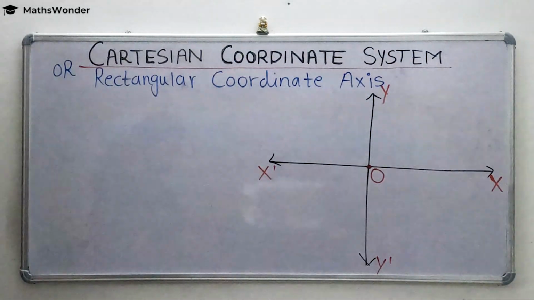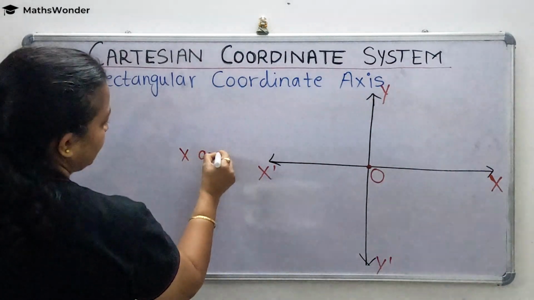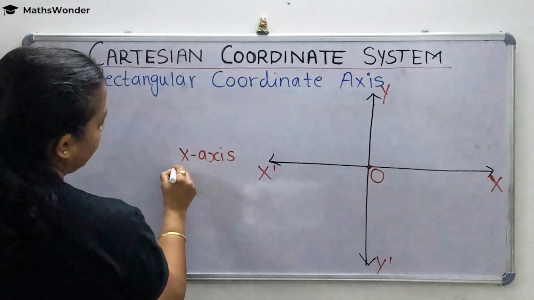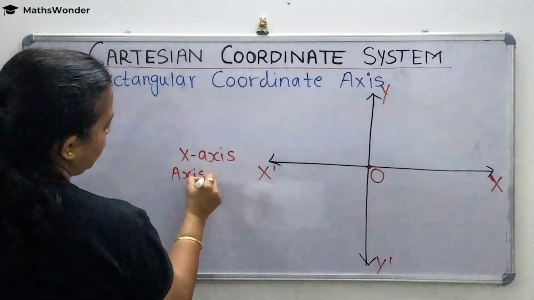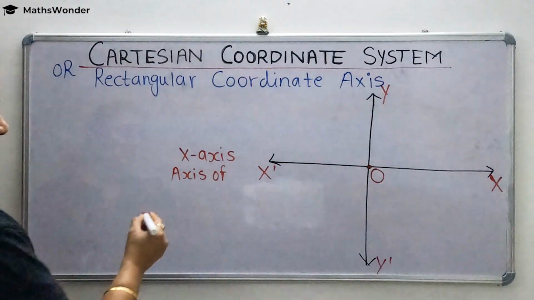The X-axis is the horizontal line, right? XOX dash is called the x-axis or axis of x. What do you call it? The x-axis or axis of x.